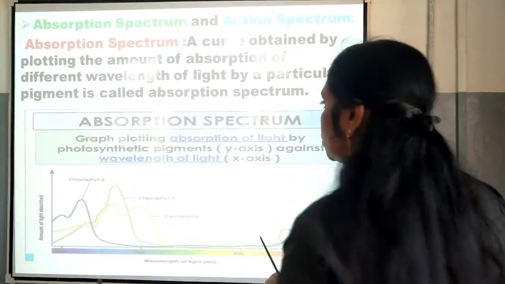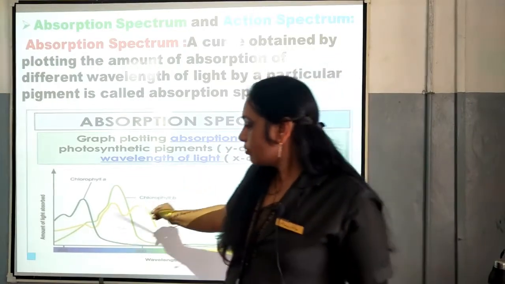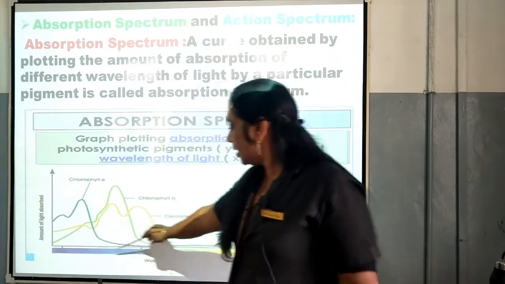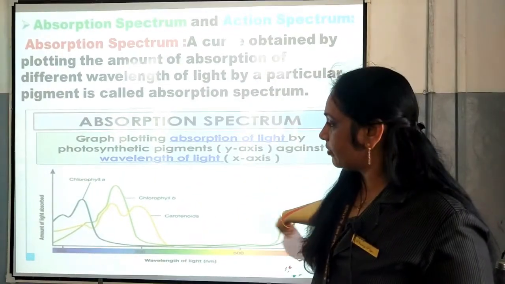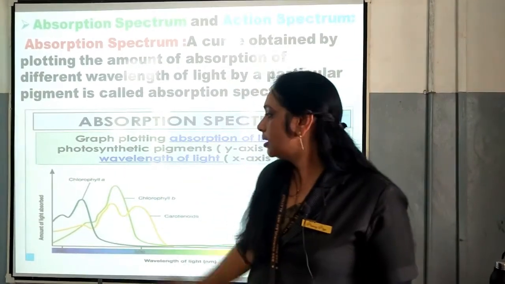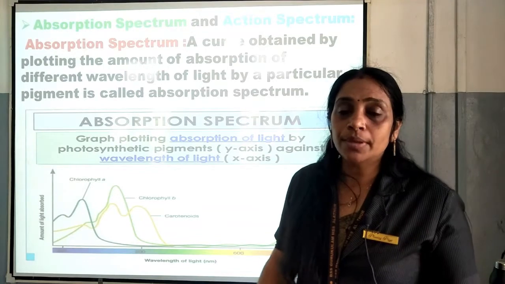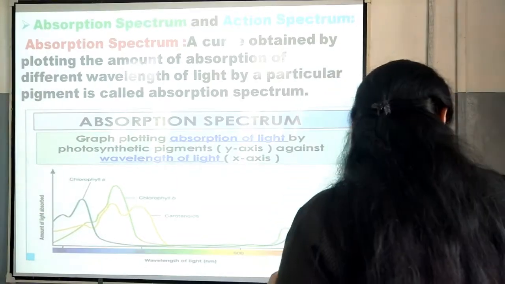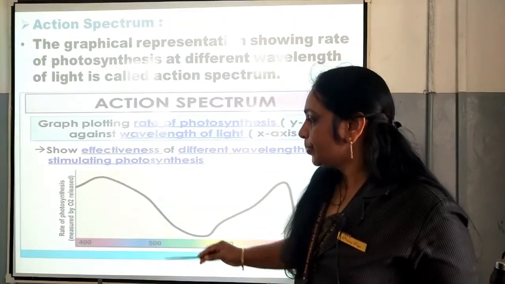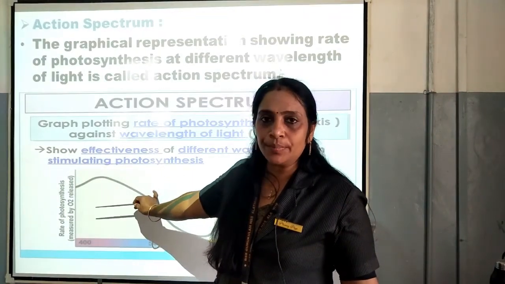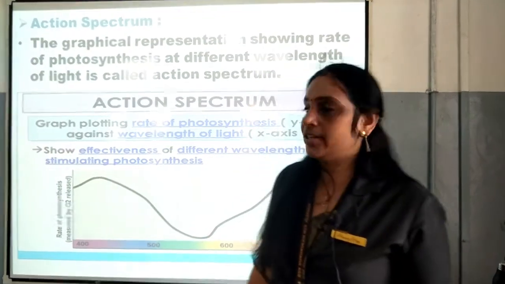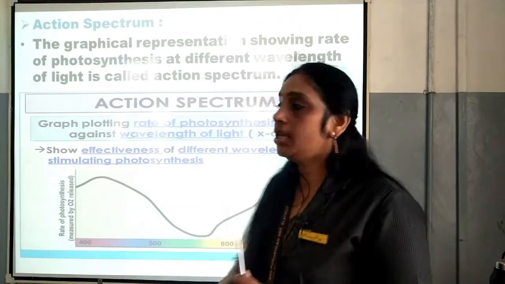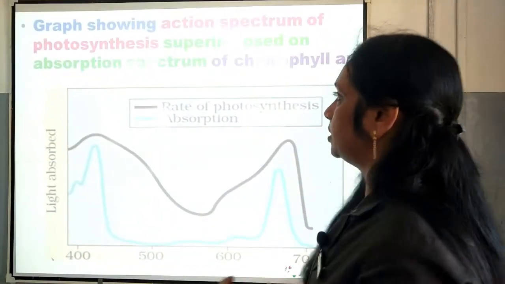Okay, my dear children, I think you would have understood about absorption spectrum. In the case of absorption, the amount of light absorbed is on the y-axis and the wavelength of light is on the x-axis, where we understand that the specific pigment is able to absorb the maximum light energy. That is absorption spectrum. And in the case of action spectrum, you can see the rate of photosynthesis, where it is maximum. Both the graphs and both the terms, action spectrum and absorption spectrum, are very important. You have to study it.